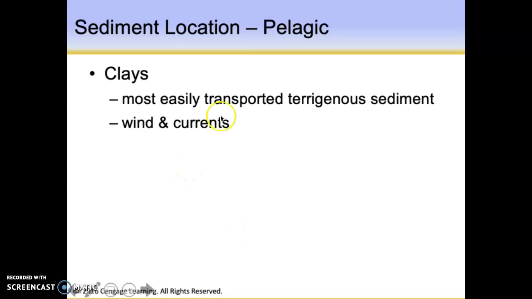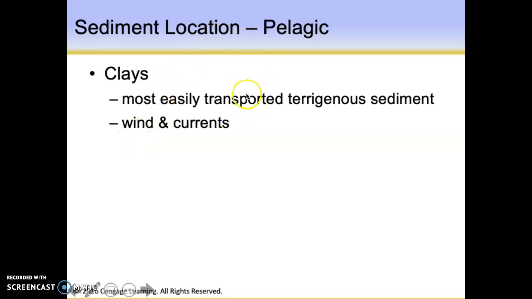Now, we don't have a nice picture here. This is the most easily transported terrigenous sediment, so it can go the farthest out into the deep ocean. And so we find a lot of clay at the bottom of the deep ocean. And we'll look at a map in a little bit about distribution and talk about why clays dominate some places and other sediments dominate in others.